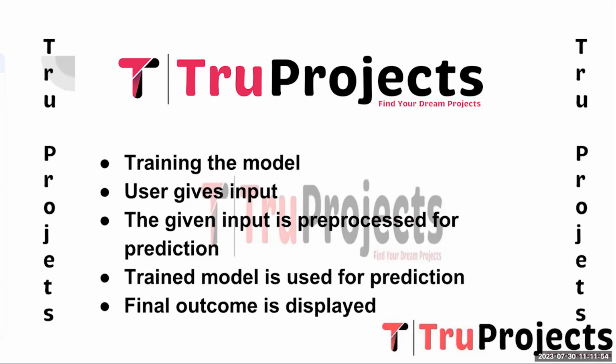This involves applying the same text cleaning and pre-processing steps as done during the training phase. The next step is that the trained model is used for prediction. The pre-processed input is fed into the trained SVM, random forest, Naive Bayes, and LSTM models to predict the sentiment of each aspect mentioned in the user's review. And the last step is that the final outcome is displayed.